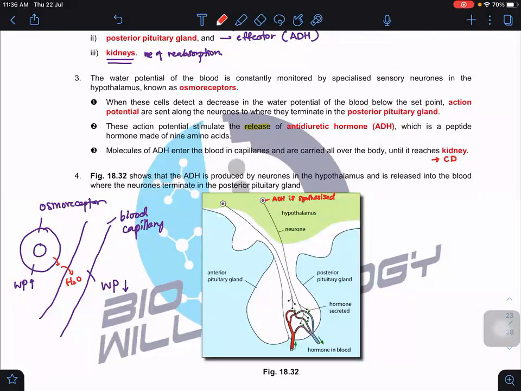So don't say that the posterior pituitary gland is the one that produces ADH. No, it is the cell body of the neurons at the hypothalamus that produces ADH.